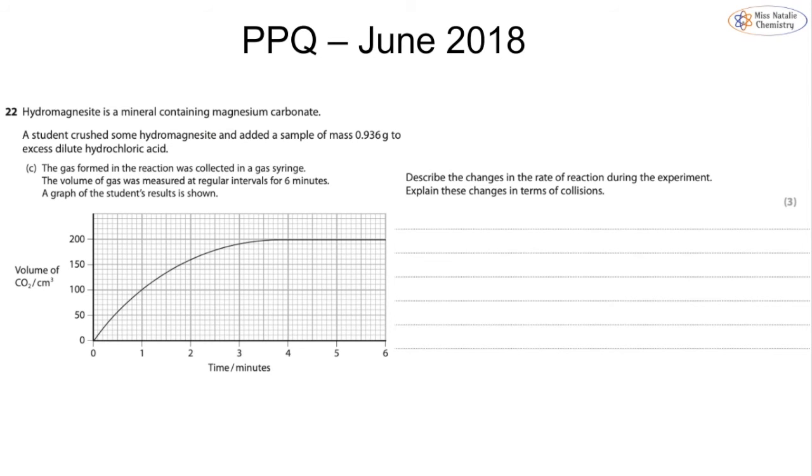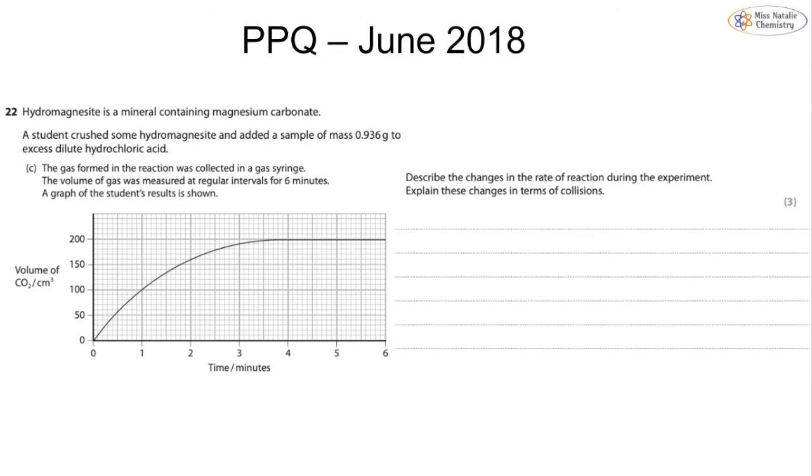So let's finish off by looking at a past paper question. This question is from June 2018, and we have hydromagnesite, a mineral containing magnesium carbonate. A student crushed some hydromagnesite and added a sample mass to excess dilute hydrochloric acid. This reaction gives off carbon dioxide, and the gas was collected. The volume of gas was measured at regular intervals for 6 minutes, and we were able to draw this graph.